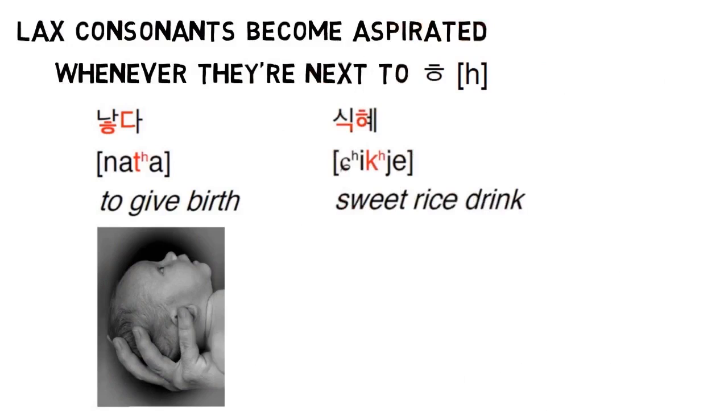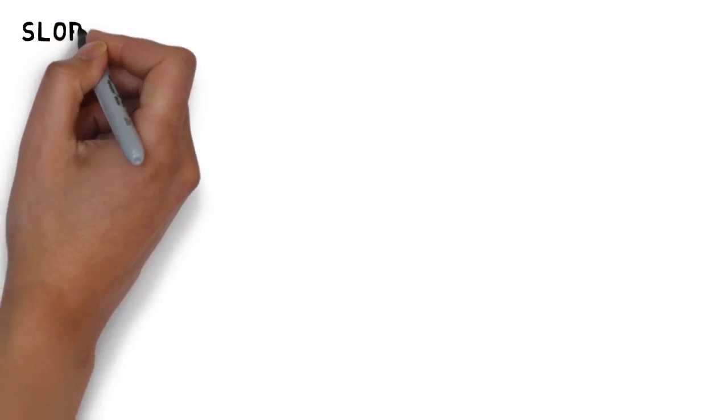And here's sikye, which is spelled sikye, but pronounced sikye, with an aspirated kye at the end. And our last rule in Korean concerns diphthongs. And this is basically all about being extra sloppy with your pronunciation. This shows up in 2 ways.